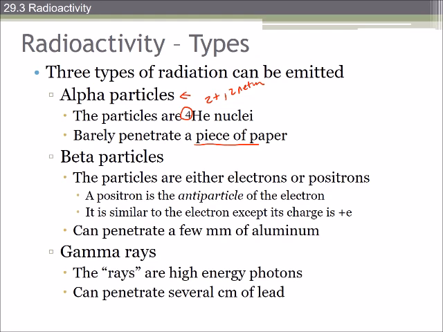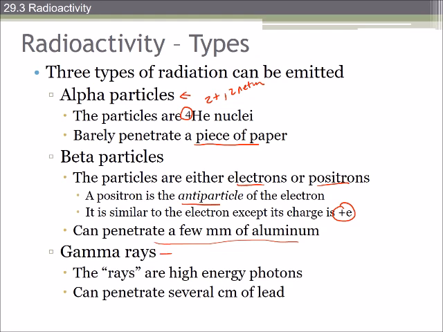The beta particles are either electrons or positrons. It might seem strange that an electron or positron could come out of the nucleus, but that's what we get from beta decay, and we'll talk about that at some other point. The positron is the antiparticle of an electron. If it comes into contact with an electron, they'll annihilate each other. It's similar to an electron in every way except its charge is positive. These can penetrate a few millimeters of aluminum, so you need to take more precautions if you're working with something emitting beta particles.